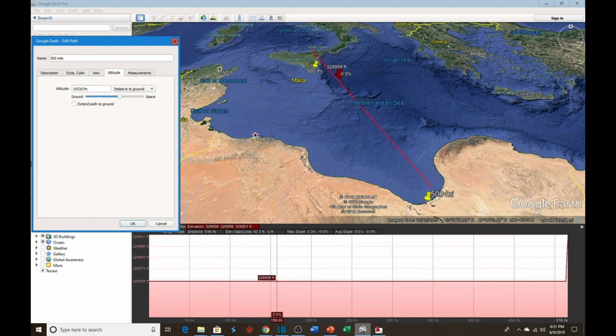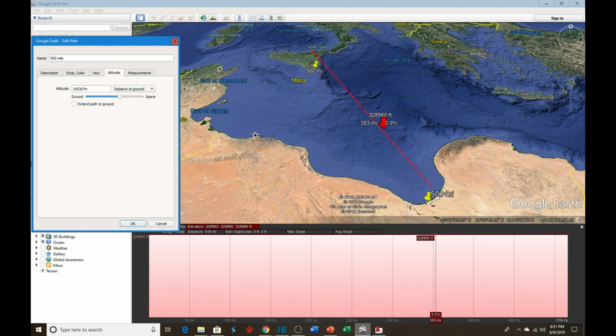If we were, I don't know, what is that? 100,000 meters up in the air, 300,000 feet. That's what it would look like. That is actually a nice straight line. You notice the arrow goes from the end, climbs up here in the center, drops down at the other end. It's following the ground. All right. So let's put that thing back to clamped to the ground, the way we had it to start with.